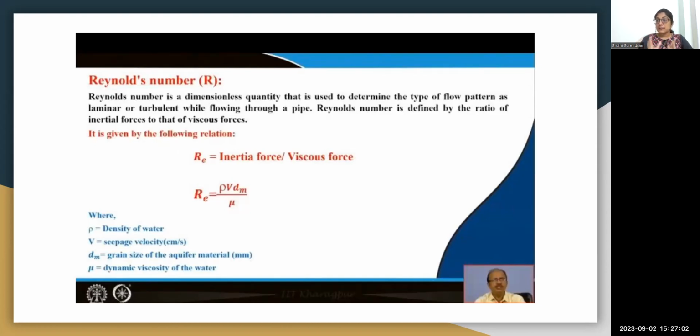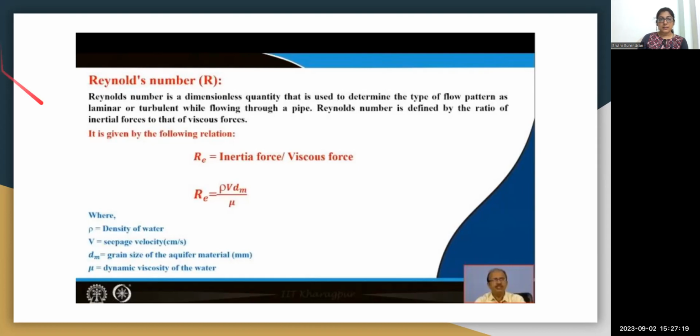The requirement of this detail is necessary so that we can apply Darcy's law. We learned that Darcy's law is valid only for laminar flow. So how do we know if the flow occurring is a laminar or a turbulent flow? This we can find out using the Reynolds number.